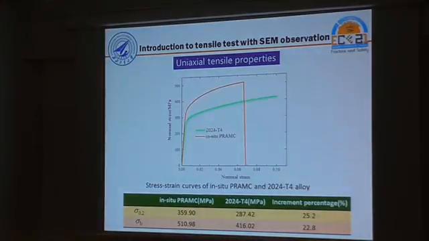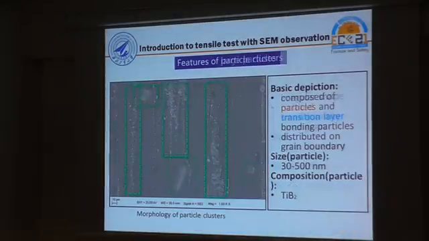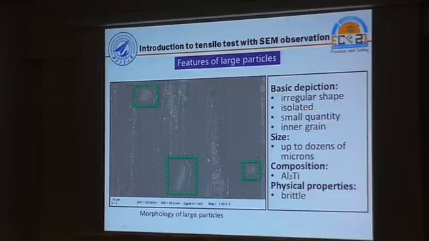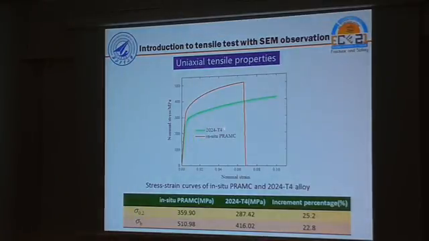We will introduce the uniaxial tensile properties. The blue line is the 2024 T4, and the red one is the in-situ PRAMC. In the table, we can see that the increment percentages of the strength are 25.2% and 22.8% respectively.